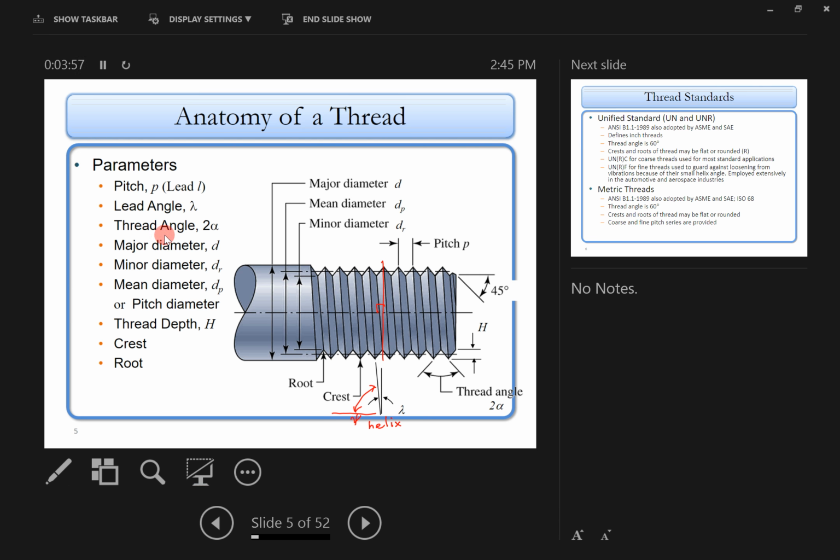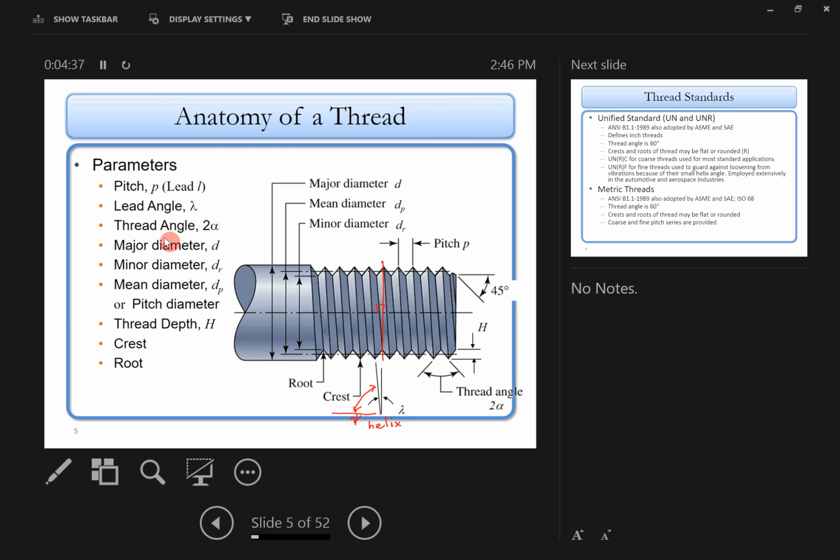Especially this major diameter. If you go to Home Depot or a machine shop to buy a screw, the 2 important parameters you will identify are the major diameter and the pitch. The root is this location, and the crest, of course, is the top location. H refers to the distance from root to top, which is called the thread depth. The angle is called the thread angle alpha, and we'll take alpha as 60 degrees.